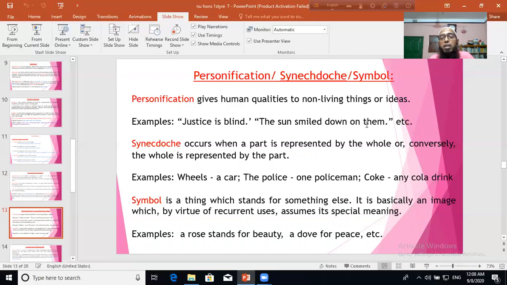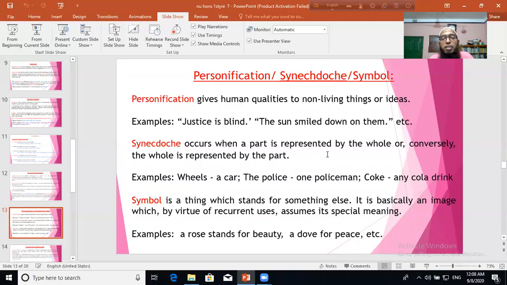"The sun smiled down on them." The sun is smiling. Man can smile. A human being smiles or cries. The sun is an object, a non-living thing. So a non-living thing has been given the quality of living things, I mean human beings. That's why this is an example of personification. You can make so many examples like this.